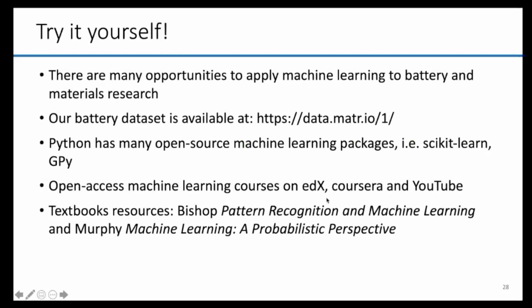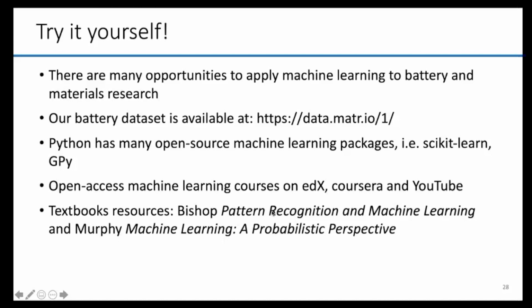There are a lot of open source machine learning packages. For instance, you can use scikit-learn to implement tools like the Lasso or ElasticNet, or GPy is an open source toolkit to do Gaussian processes, which is how that Bayesian optimal experimental design algorithm was deployed. There are lots of open access machine learning courses on edX, Coursera, and YouTube. I also recommend, in particular, these two books, Pattern Recognition and Machine Learning by Chris Bishop, and Machine Learning: A Probabilistic Perspective by Kevin Murphy. I believe both of these books are available online.